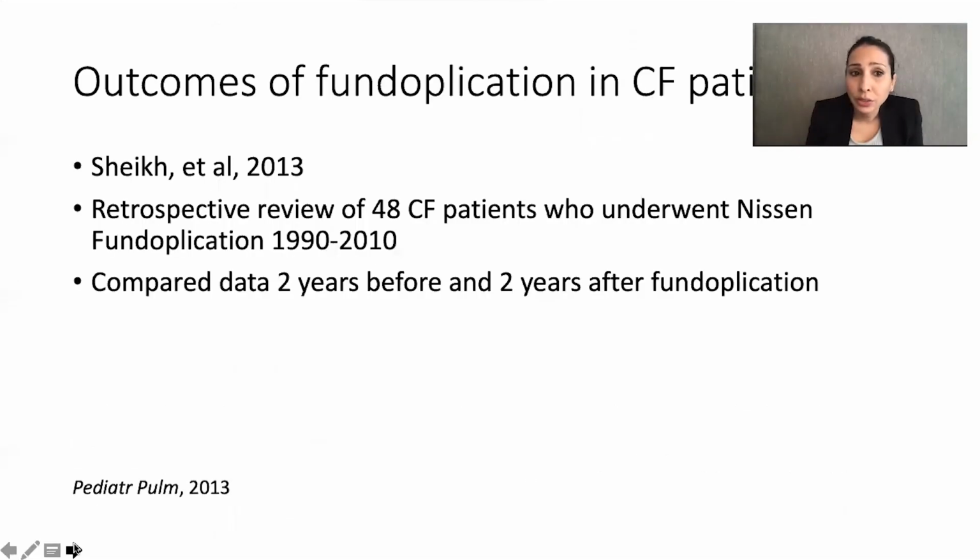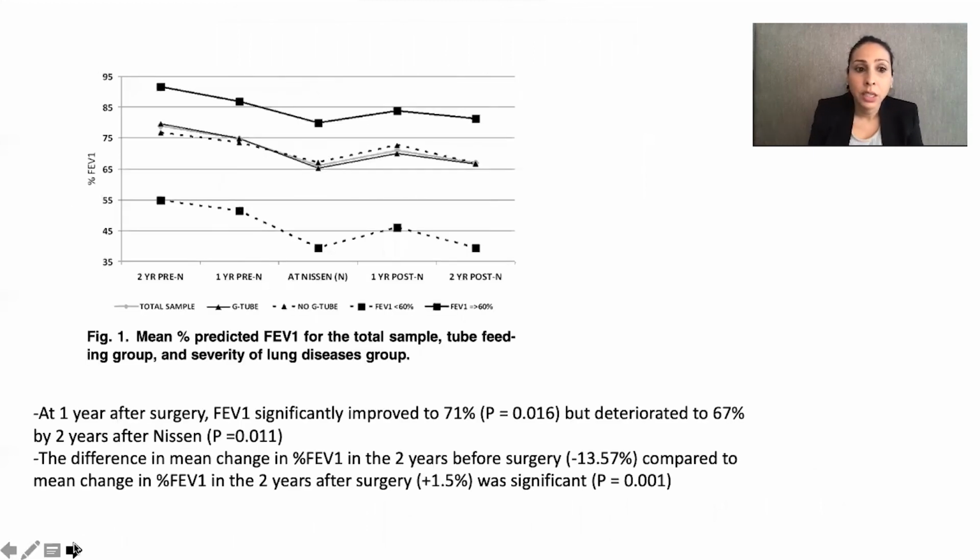A second study in 2013, also retrospective, looked at patients over a long period of 20 years and a higher number of patients at 48 who underwent Nissen and had CF. In this case, they compared data 2 years before and 2 years after fundoplication, so also for a longer period of time. At 1 year after surgery in this study, the FEV1 significantly improved to 71%, but deteriorated to 67% by 2 years after Nissen. The difference in mean change in percent FEV1 in the 2 years before surgery compared to the mean change in the 2 years after surgery was also found to be significant.